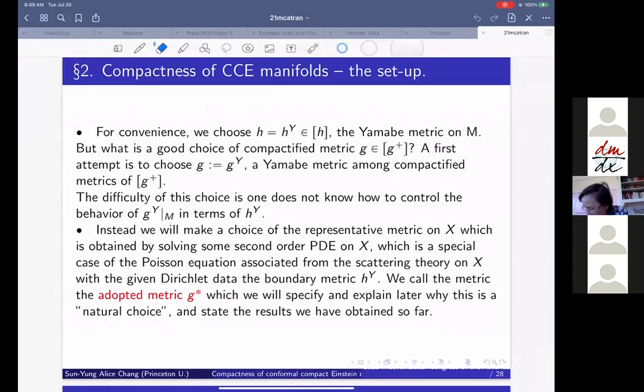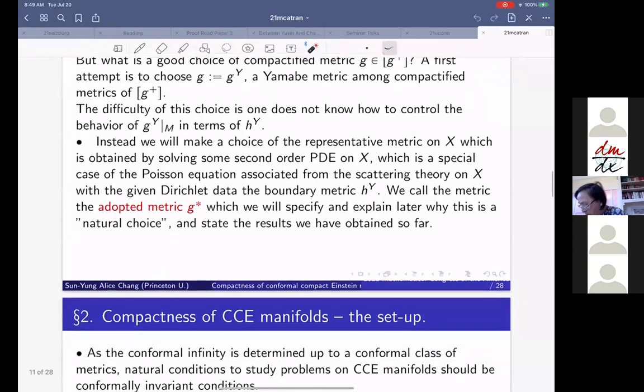So instead, what we will do in this lecture is we will choose another representative in this conformal class, which we will call the adapted metric g star. So this g star is not g_Y. And this g star metric has the advantage that, given g star, its restriction to the boundary is my h_Y. Okay, I choose a second order PDE such that this boundary metric is fixed. And then I begin to talk about compactness of this family. We will explain a little bit more about how to choose this g star later.